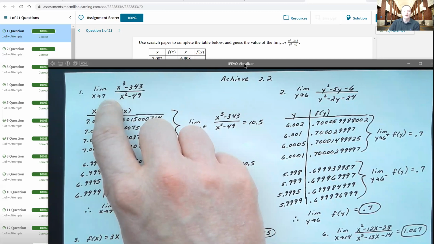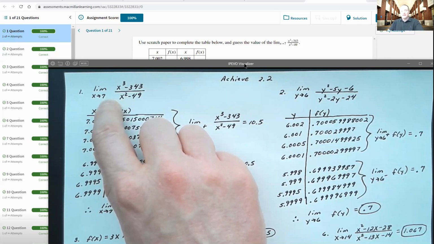The limit as x approaches 7 is not specifically asking what f of 7 is, but it's asking what one y value, or if there is one y value, does this approach as we approach 7 from the left or 7 from the right. So what is f of 6.9? What is f of 6.99? What is f of 6.999? What is f of 7.1, 7.01, 7.001? Is it approaching some y value?